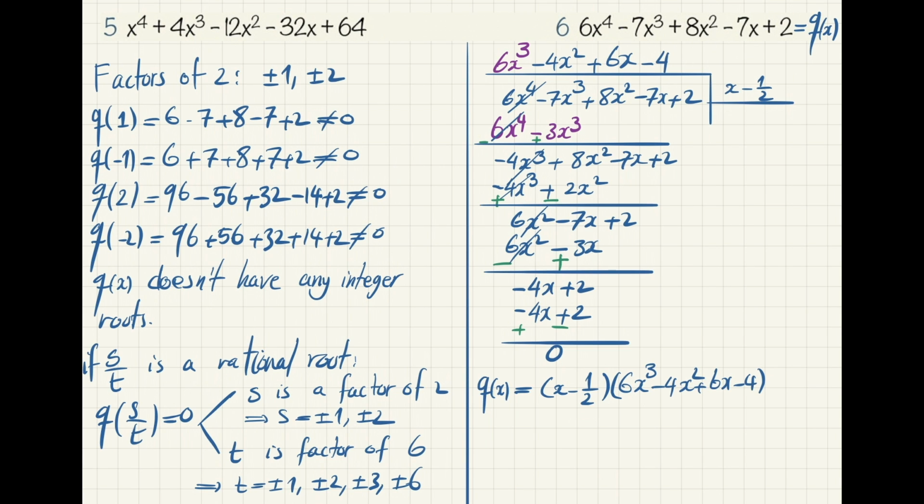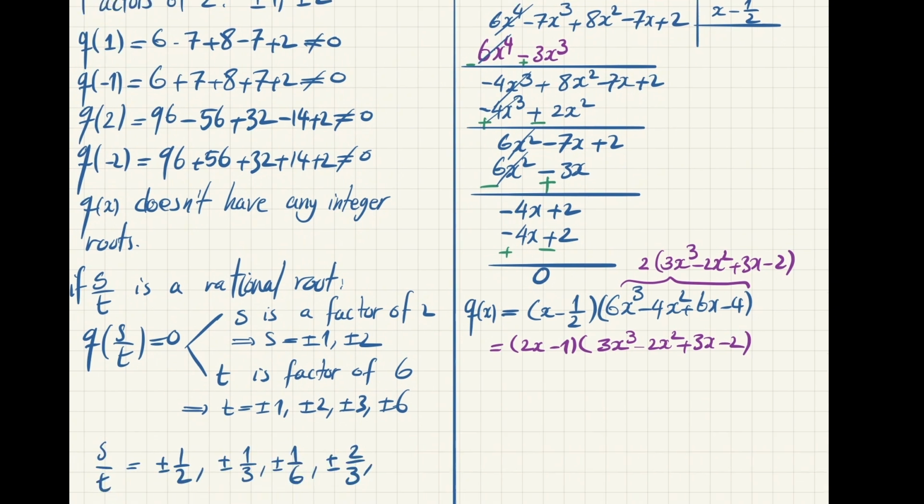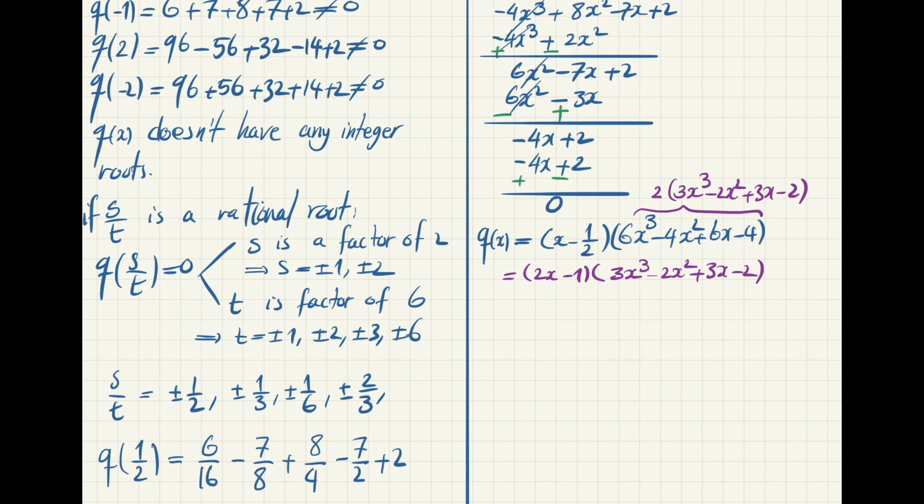So let me write it with a different color here. This becomes 3x to the 3 minus 2x to the 2 plus 3x minus 2. And then this 2 that I brought out, I multiply it here, so it becomes 2x minus 1 multiplied by 3x to the 3 minus 2x squared plus 3x minus 2. So I was able to factorize my polynomial over the set of integers, because now you see that all these numbers involved are integers.